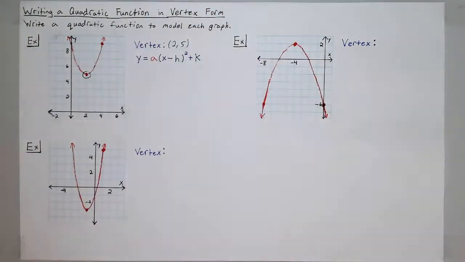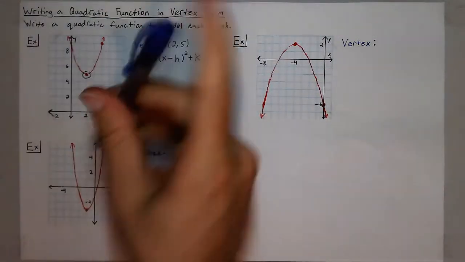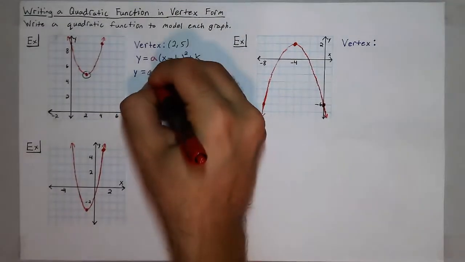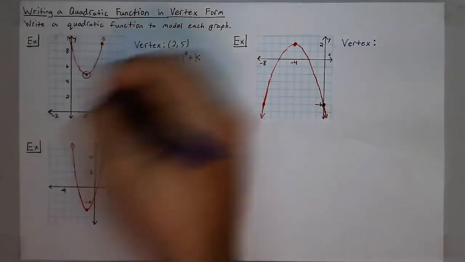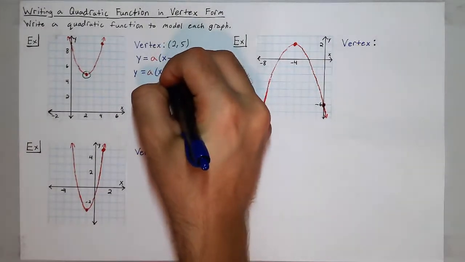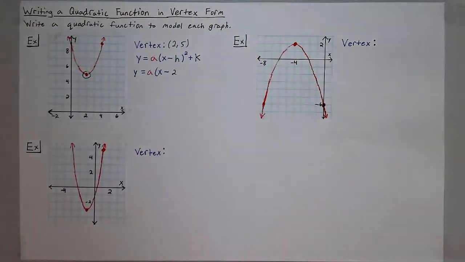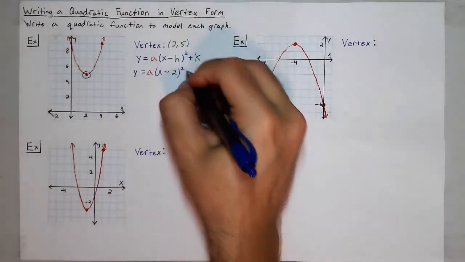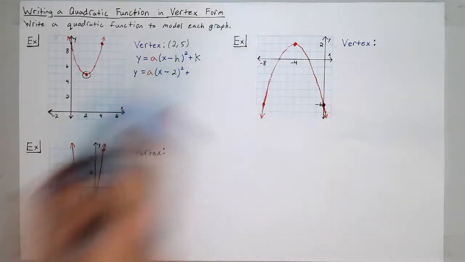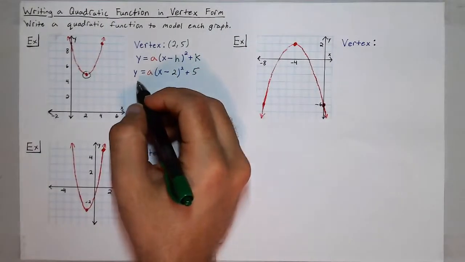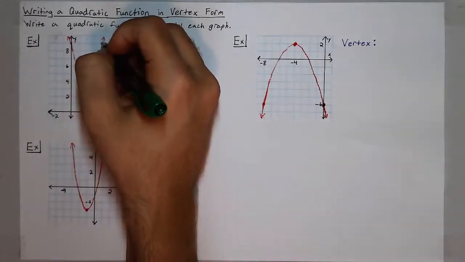And right away, in my first step, I can rewrite my vertex form as x minus 2 squared plus 5. So I'm almost done. I just need to figure out what a is. Now I have two labeled points.